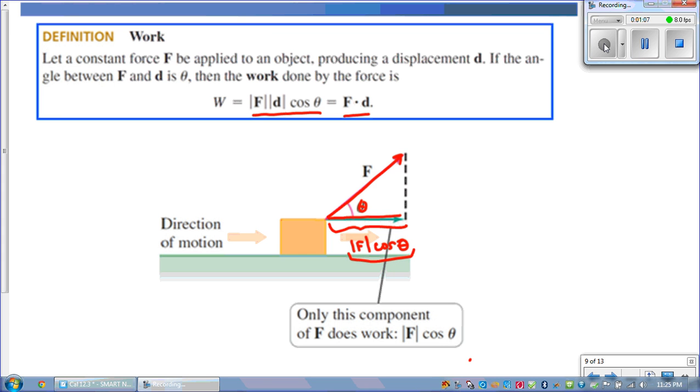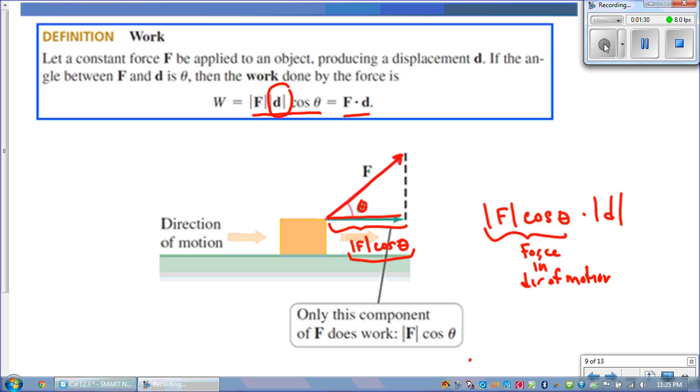So that times the vector D would give you the work. Okay, so again, we're just taking the force in the direction of motion times the distance that the object travels. So if you want to work with it with vectors, just do F dot D.